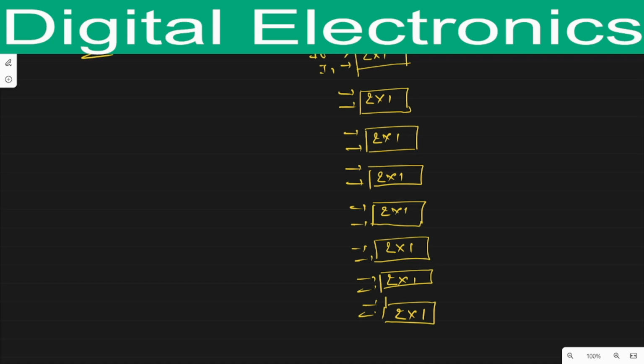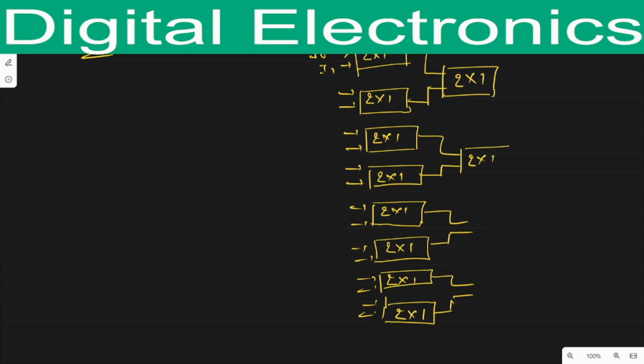Now from this end, how many outputs will we get? We will get a total of 8 outputs because a total of 8 2 cross 1 mux are there. So we will get 8 outputs, but in 16 cross 1 only one output is there. So here again we need 2 cross 1 mux. Here again we need 2 cross 1 mux. Here again we need 2 cross 1 mux. And at last we again need 2 cross 1 mux.